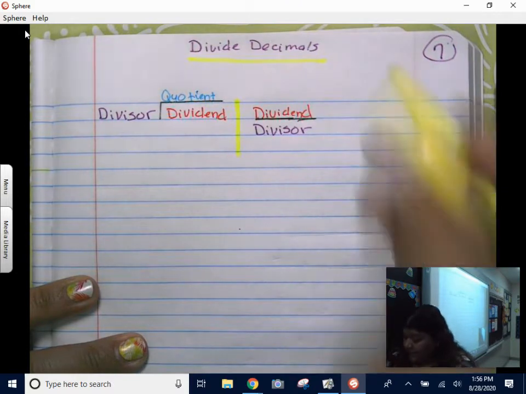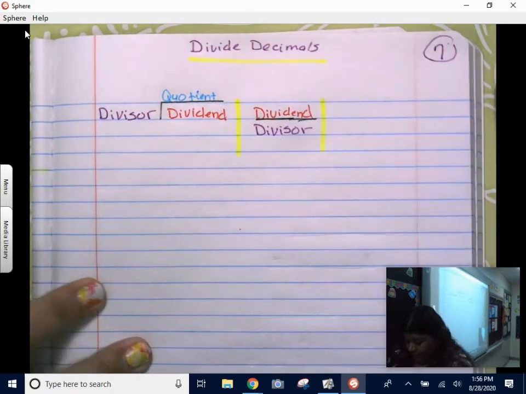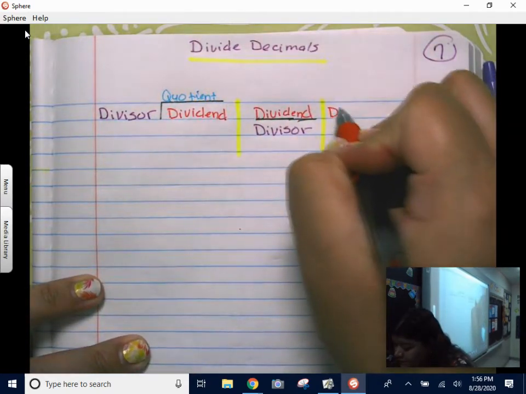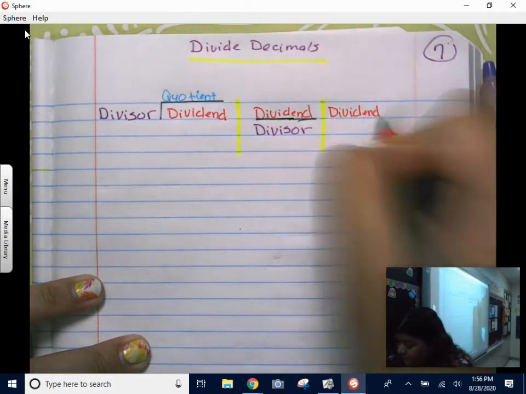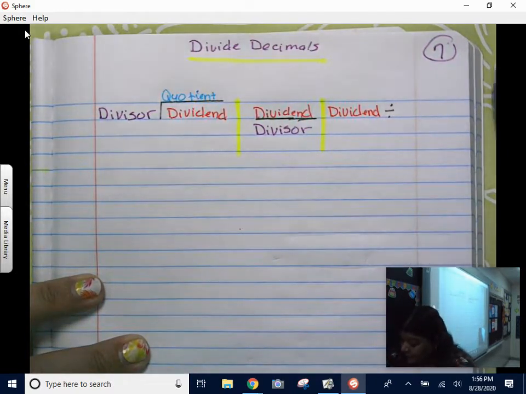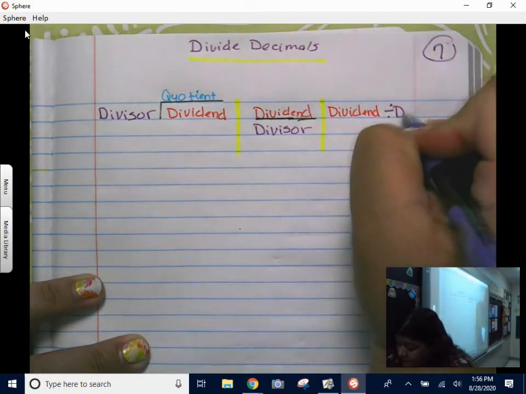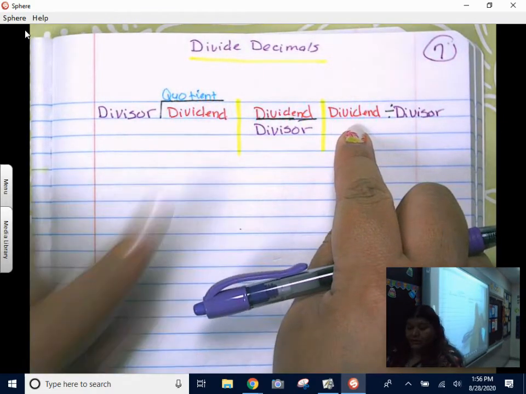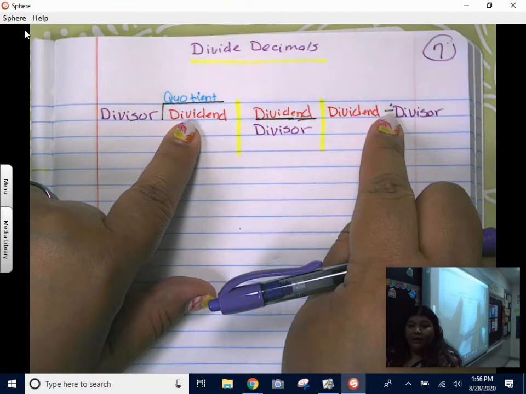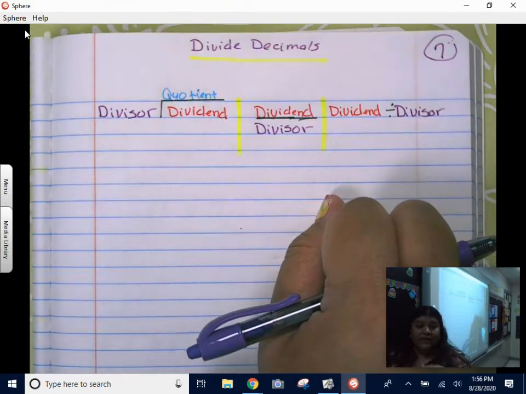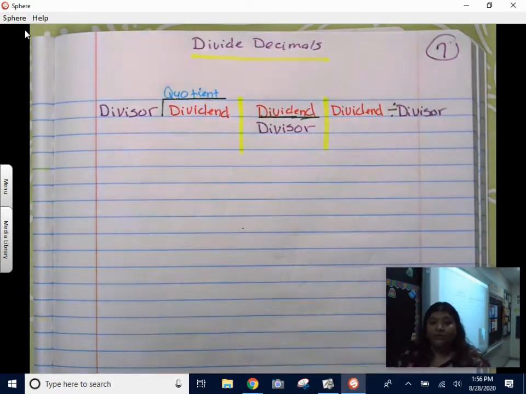And then the last way you can see a division problem would be set up like this. We're gonna have the dividend first, the dividend divided by, which is our basic symbol, by the divisor. Okay? Dividend, which goes inside, divided by the divisor, which stays on the outside. Okay? So those are the 3 ways you can see it. That way you know what I'm saying.